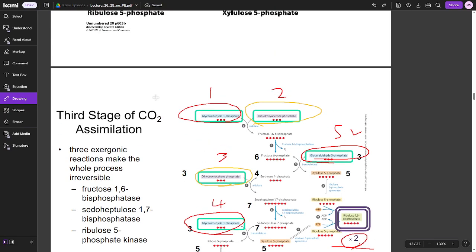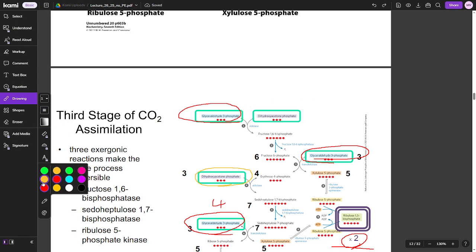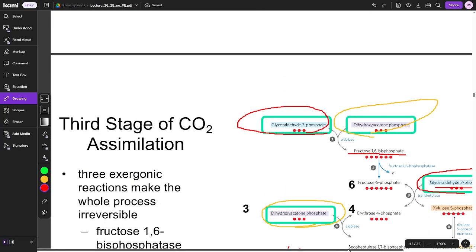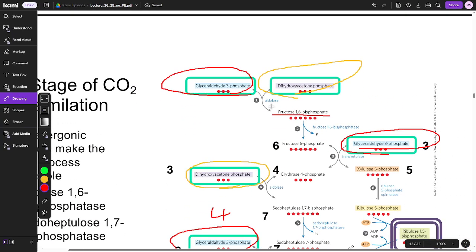I can kind of go through what happens here on a very basic level. I'm not going to go super in depth on what happens in each reaction, but I will show you the general gist of what's going on. So essentially, we're doing the reverse of glycolysis in this reaction, right? We're taking our G3P and our DHAP, turning it into fructose 1,6-bisphosphate using aldolase. And then we use fructose 1,6-bisphosphatase to remove this phosphate, making fructose 6-phosphate.